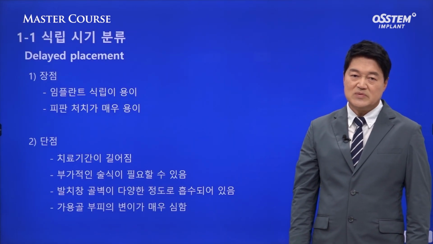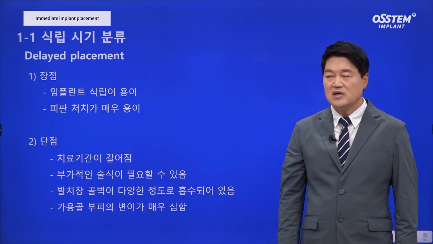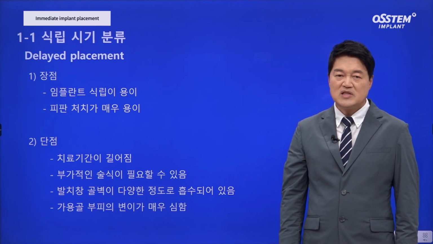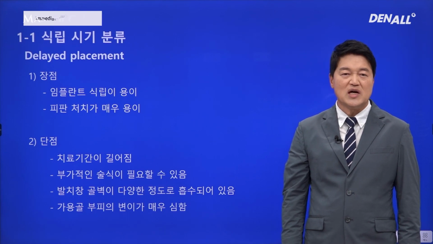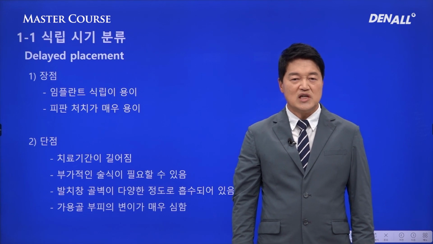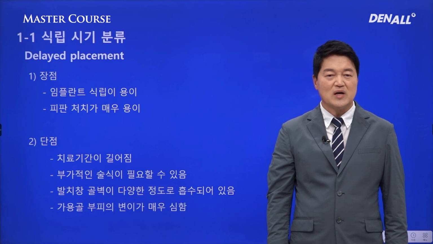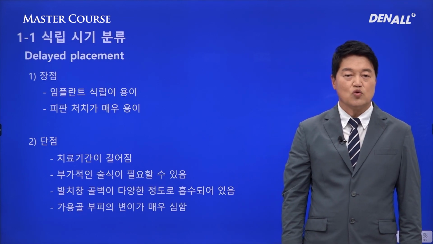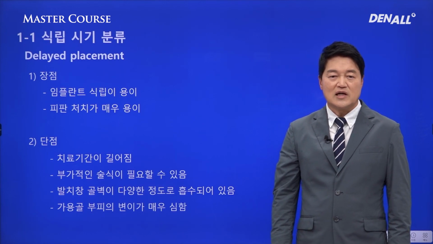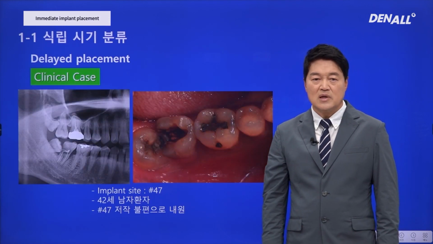The final one is delayed placement. This is implant placement after 2 months since extraction. There are less factors to consider in implant placement, and it is very easy to manage the soft tissue. The downside is that as we wait for healing, the treatment period becomes elongated and additional procedures may be required because of increased bone loss. The extraction socket wall can be resorbed and the amount of available bone may vary.